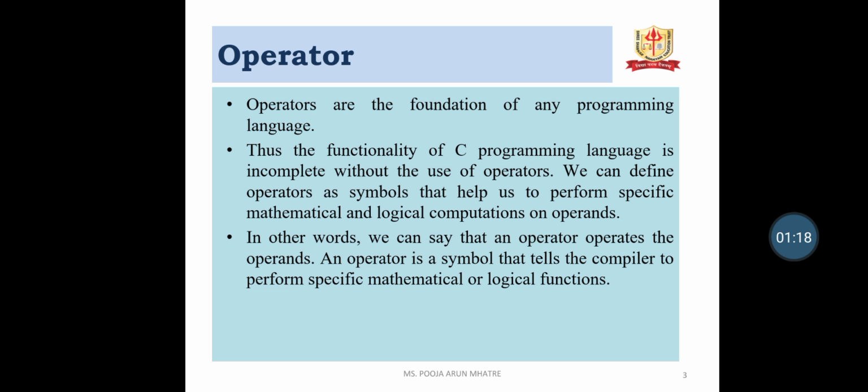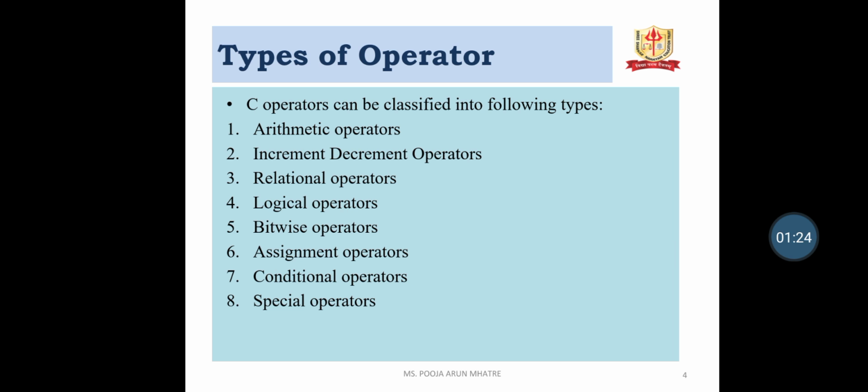So without the operator we cannot calculate any function. Types of operator. C operators can be classified into the following types: arithmetic operator, increment decrement operator, relational operator, logical operators, bitwise operator, assignment operator, conditional operator and special operators.